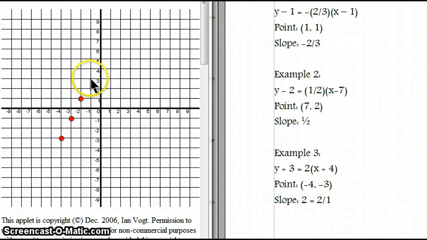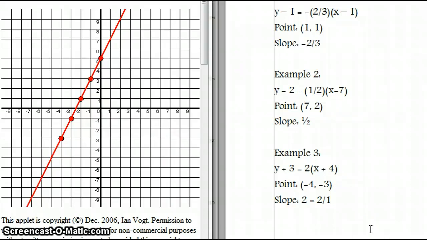We could do that a few times. Sometimes it's good to do that a few times, especially if you're graphing by hand, just to kind of get an idea of where this is going. And we can graph the line through these points. They should all line up if you're always going up 2, right 1. And this is the graph of this line. Okay. I hope this helps.